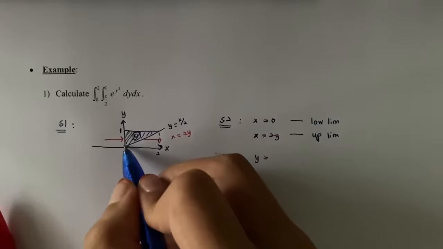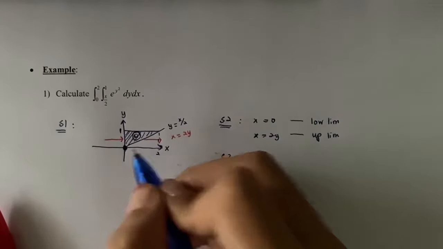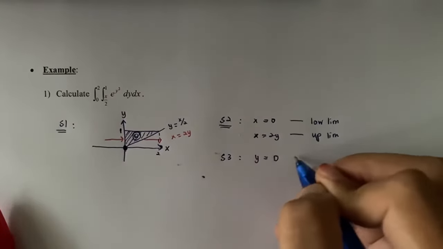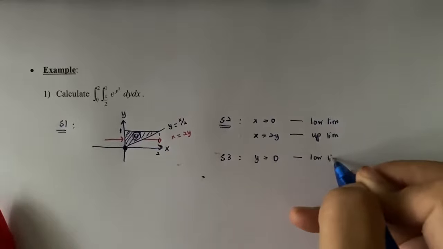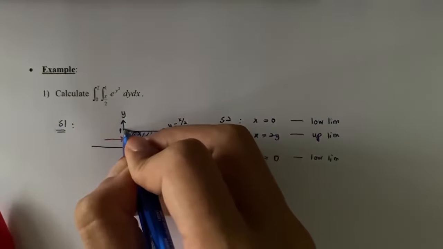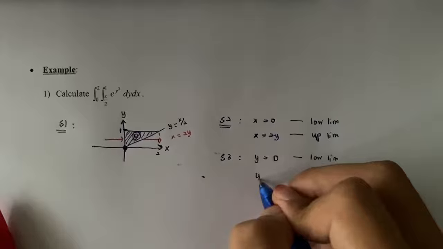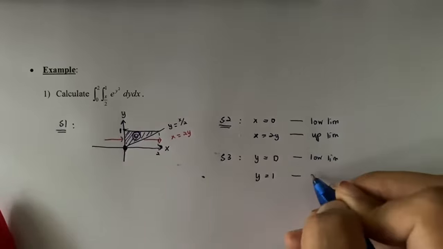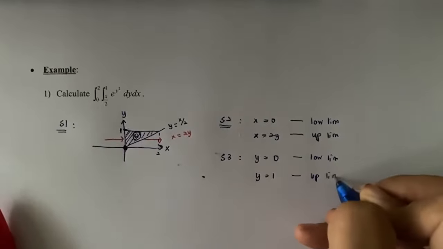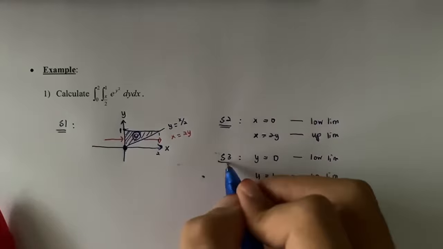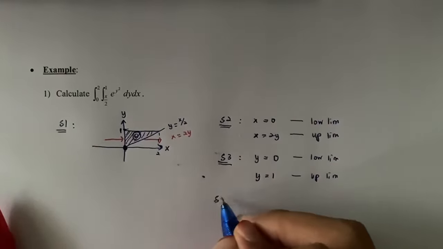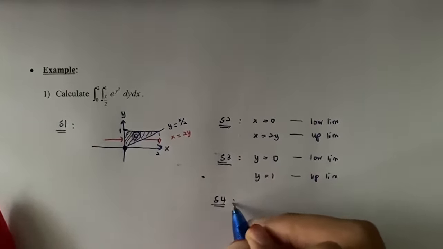The lower limit for y is right here. It is equal to 0. That is the lower limit. And the upper limit for y is y equal to 1. This is the upper limit. Okay, settled with step 3. Moving to step 4.